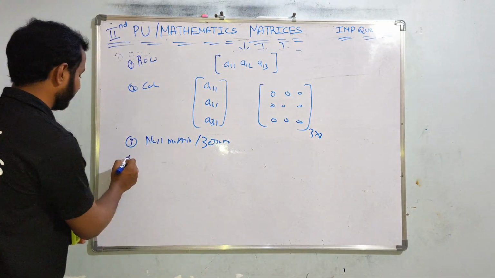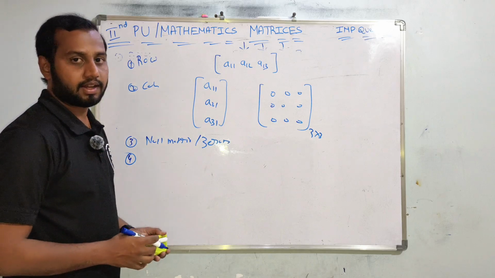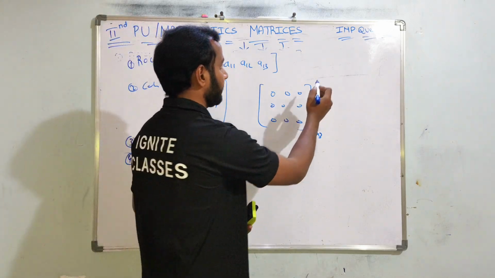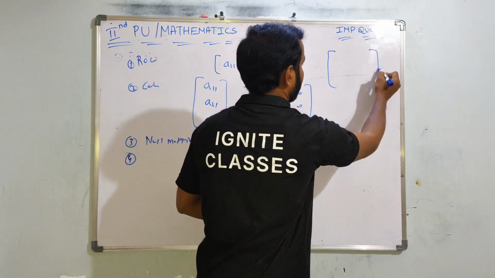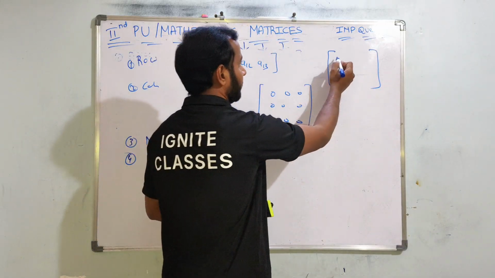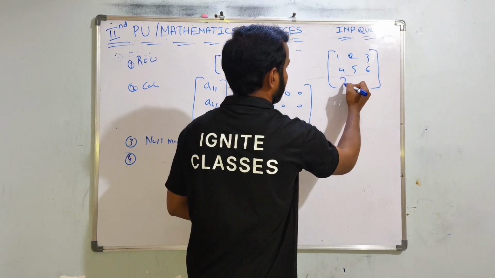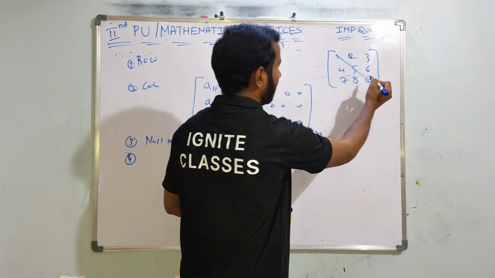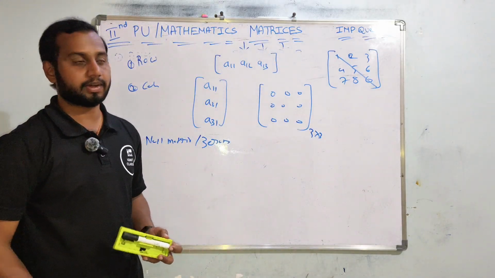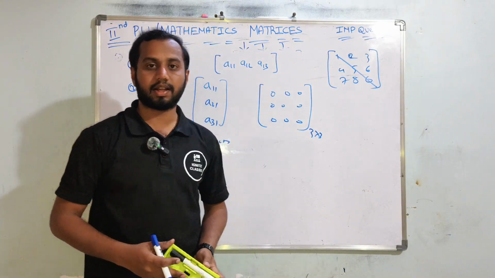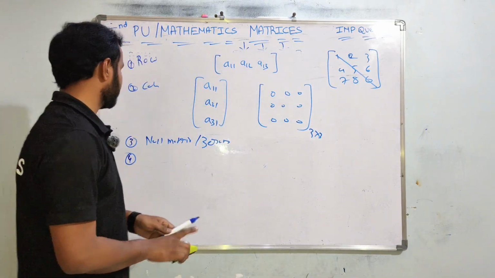Next, what are diagonal elements? When do diagonal elements apply? Whenever it is a square matrix. Diagonal elements will apply only where it is a square matrix. 1, 2, 3, 4, 5, 6, 7, 8 and 9. Then these three elements, A11, A22, A33, are known as the diagonal elements of the matrix.